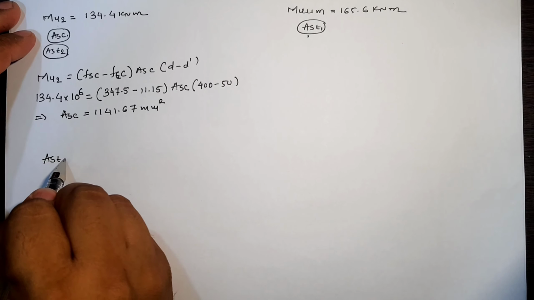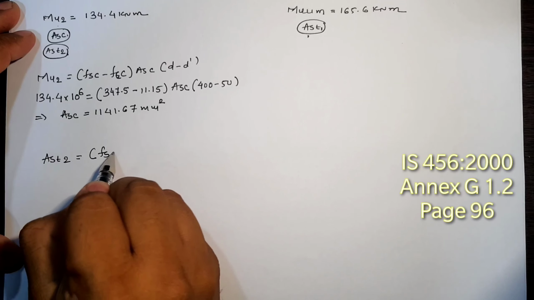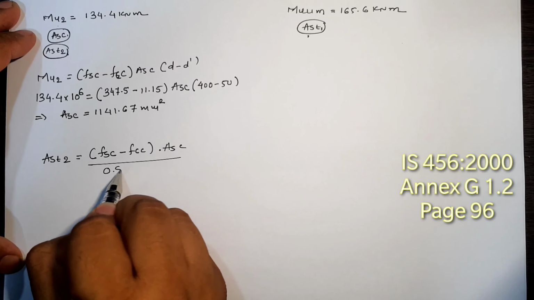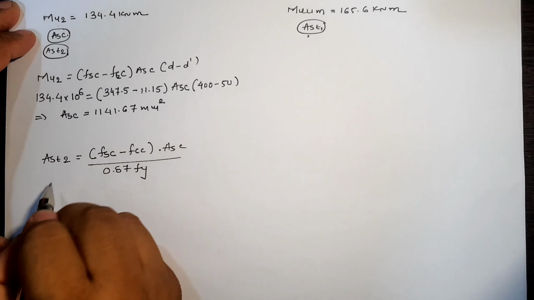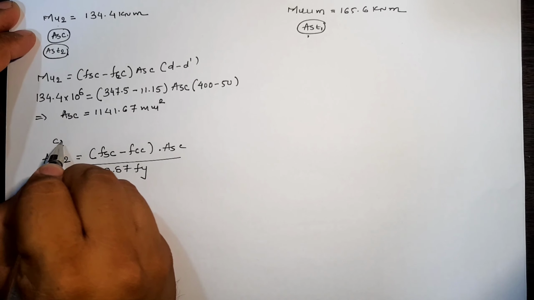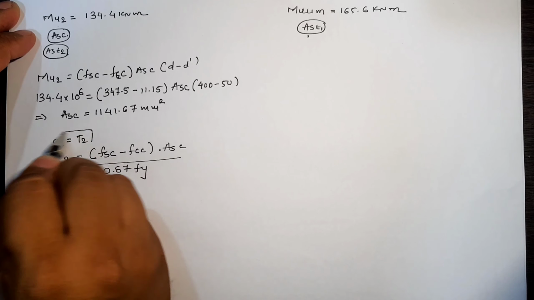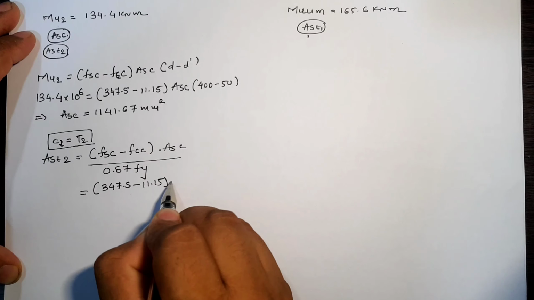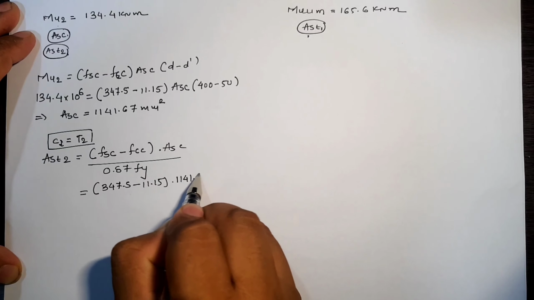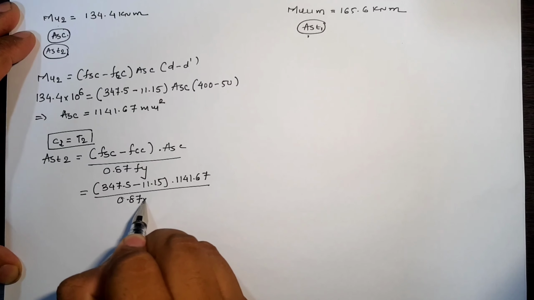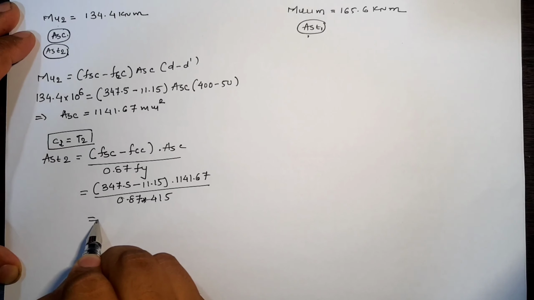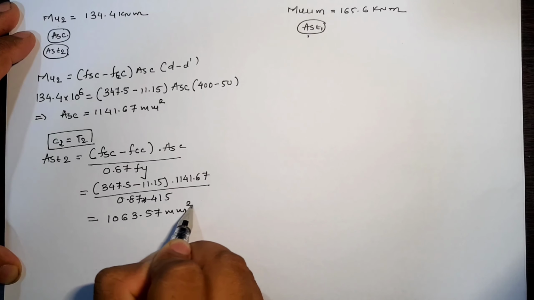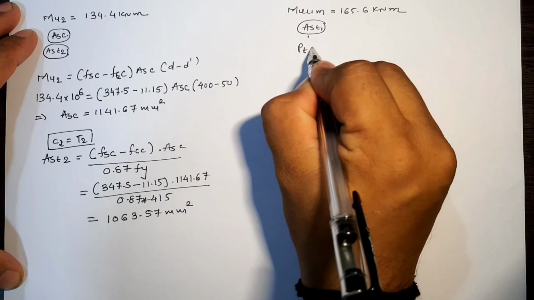Another part is Ast2. This equation comes from C2 is equal to T2, which is equal to 1063.57 mm square.